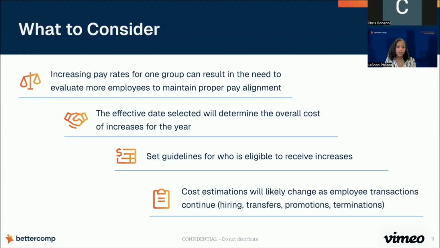Also want to say that it's good to, whenever possible, set guidelines for who is eligible to receive increases. You don't want to just go in blindly, make sure that you are thoughtful about this. For example, you can evaluate all employees, but you may decide to only give additional increases to employees that are below their midpoint. Or you may decide to exclude employees who are in their fourth quartile. Another way that people measure is by looking at comp ratio. So you could take that into consideration as you're making these decisions.